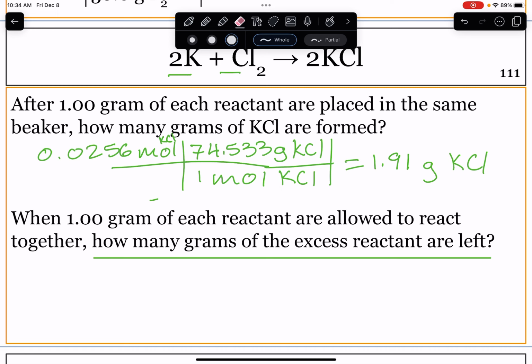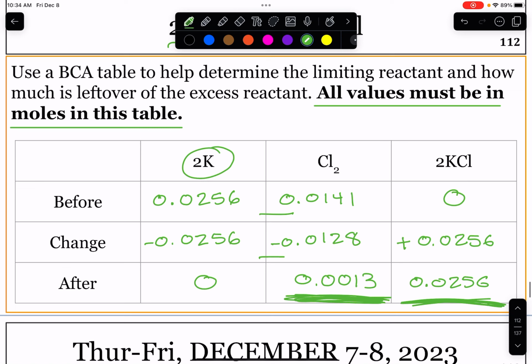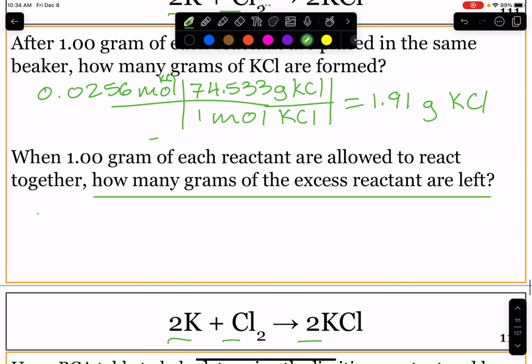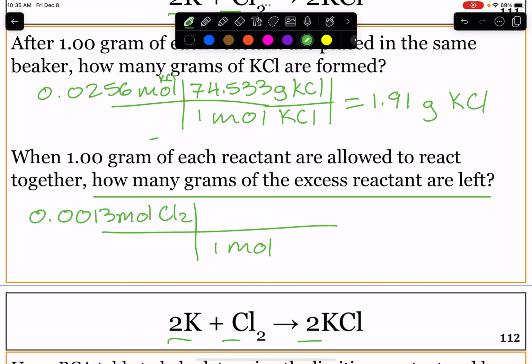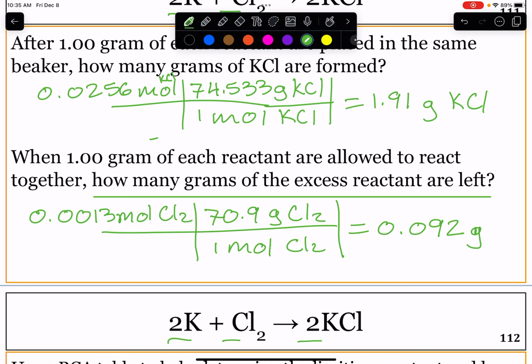Then the second problem says how many grams of the excess reactant is left over. Chlorine is the excess reactant because we have some left over, and the amount of moles we have left over is 0.0013 moles of chlorine. The molar mass of chlorine, remember that it is diatomic, is 70.9 grams of chlorine. So 0.0013 times the 70.9 gives us 0.092 grams of diatomic chlorine.